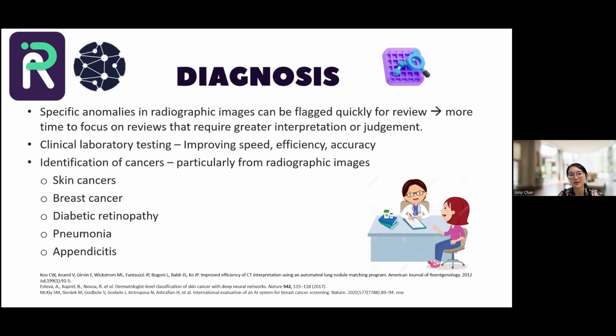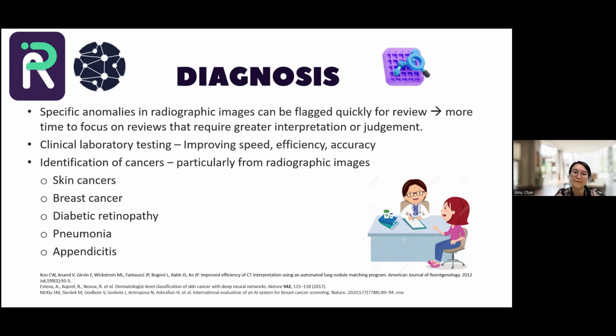So especially in the field of cancer, there's been a lot of work that's been done with radiographic images. We know that traditionally in the past, people had to look at radiographic images manually to flag different anomalies. But with AI, the speed of being able to look at these images and flag particular ones that need to be reviewed allows more time for radiographers to focus on reviews that require more interpretation or judgment, whereas AI can quickly identify the ones as well that may be more straightforward. So it really helps. And we've seen this particularly in the cancer space.